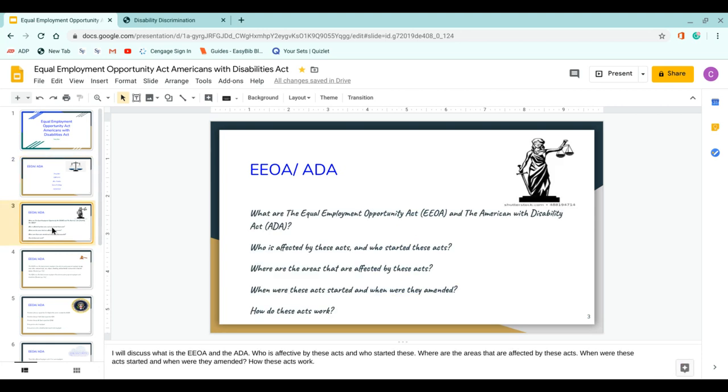We're going to be talking about what the Equal Opportunity Act is and the Americans with Disability Act. Who is affected by these acts and who started these acts? Where are the areas that are affected by these acts? When were these acts started? When were they amended? And how do these acts actually work?